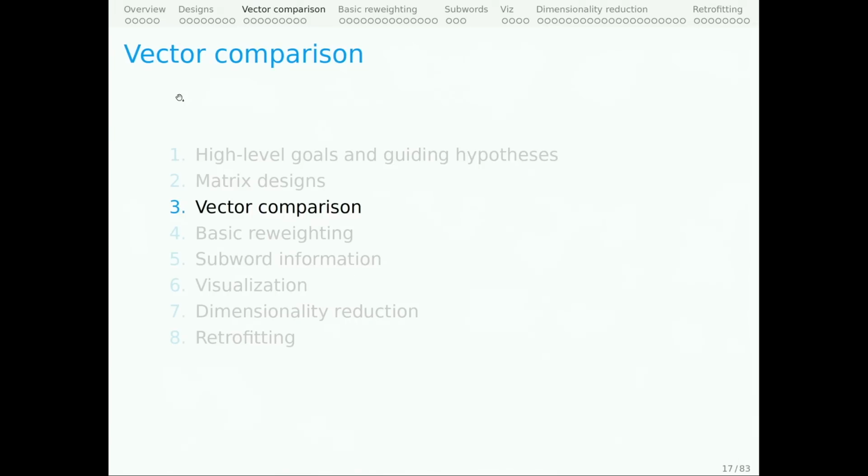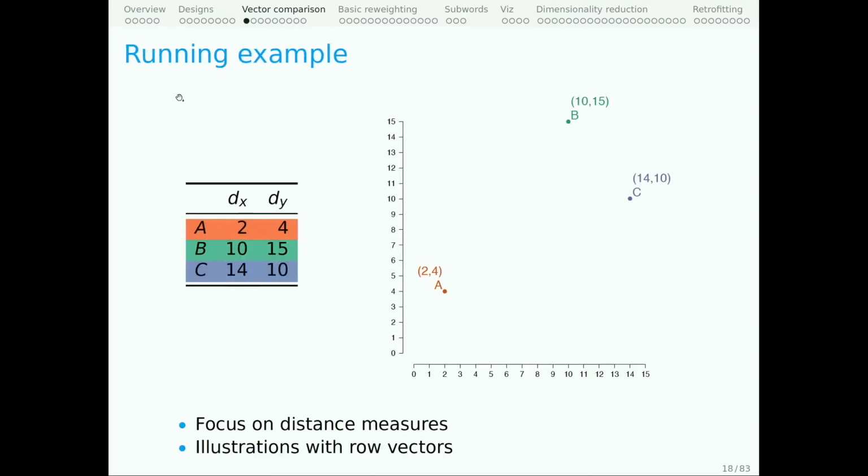OK, so another major unit here is vector comparison. You've got your design sorted out. You've got a bunch of counts. Let's say for now that it's word by word. And you want to think about that core hypothesis that similarity in this space is going to correspond to similarity of meaning. What does it mean to be similar? That will turn on what vector comparison method you choose.